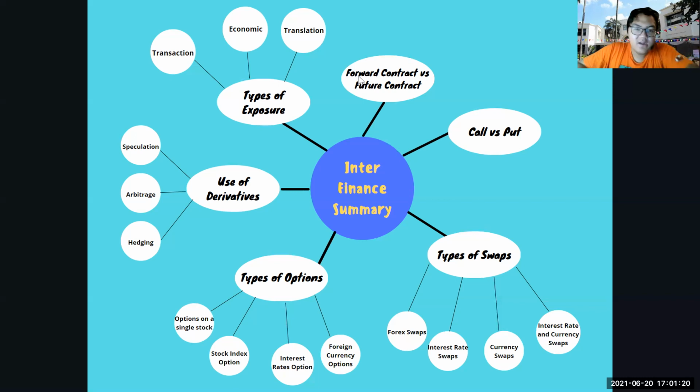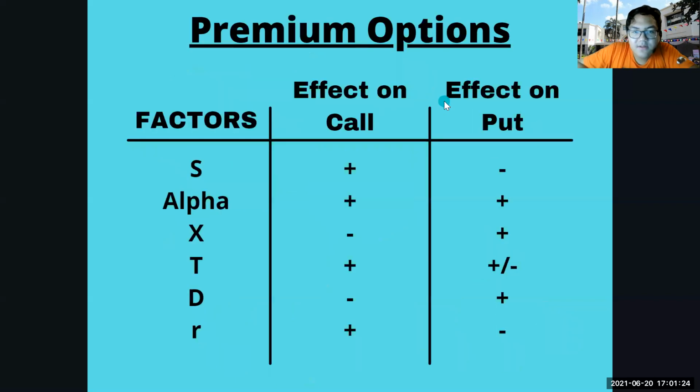Before I end this session, I'm going to share this with you. As we can see, these are the several factors on the premium of options which can affect the call options or the put options. As you can see, S has a positive effect on the call, whereas on the put it is on the negative side.